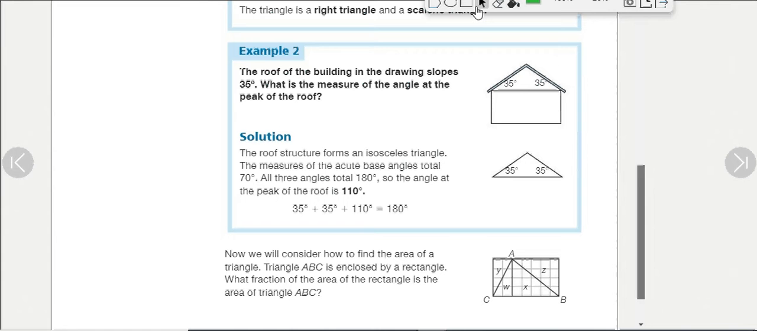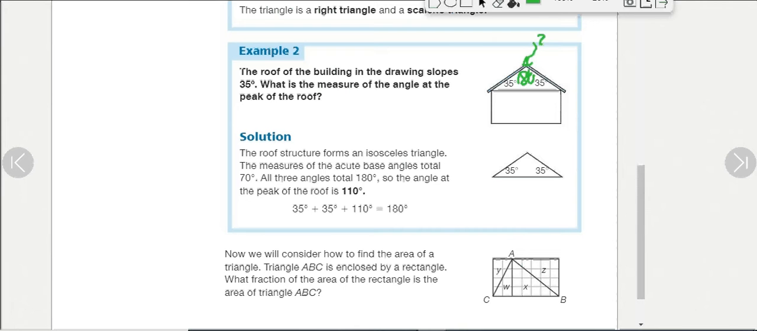The roof of a building in the drawing slopes at 35 degrees. What's the measure of the angle at the peak of the roof? Remember, the total of all the measures is 180 degrees. So if we have a 35 and a 35, how could we find the remaining angle?